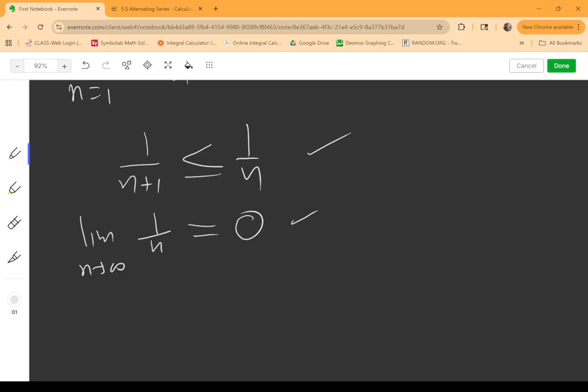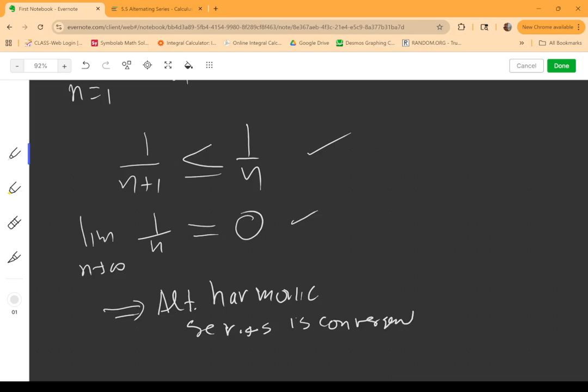So both conditions are met, and that is enough to show that the alternating harmonic series is in fact a converging series. All right, so that's interesting. Its corresponding non-alternating one is divergent, but this alternating one is a convergent series.